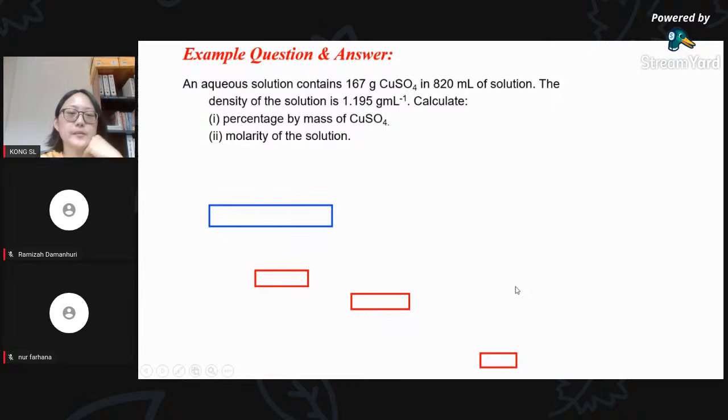Okay, students will be confused, right? When do we need to do assumption? Actually, it depends on the question. If the information given by the question is clear and you can find everything, then we no need to assume. For example, this question. I give you 1 minute to try this question first. Based on this question, without assuming, can you identify the mass of solid, mass of solvent, and mass of solution?